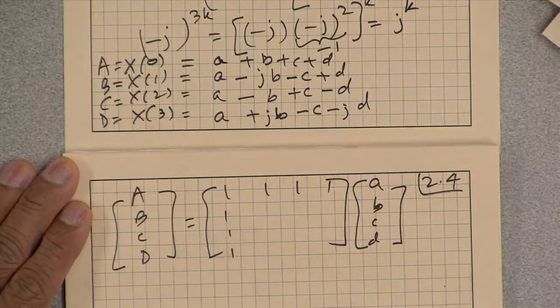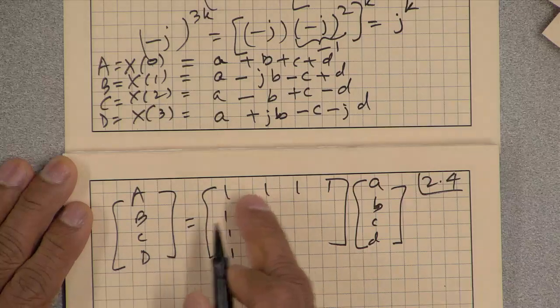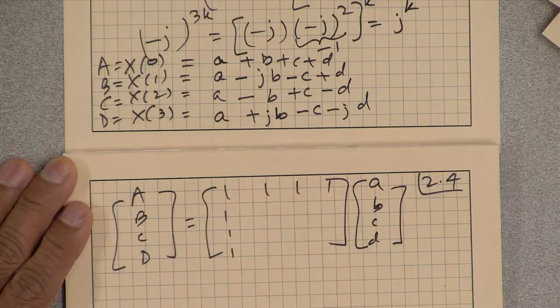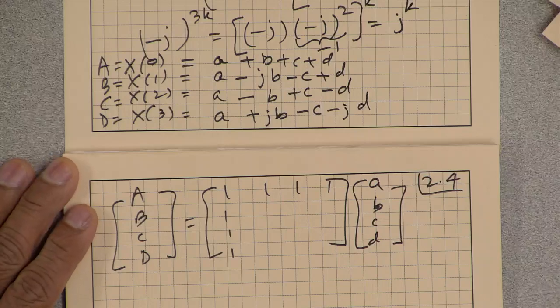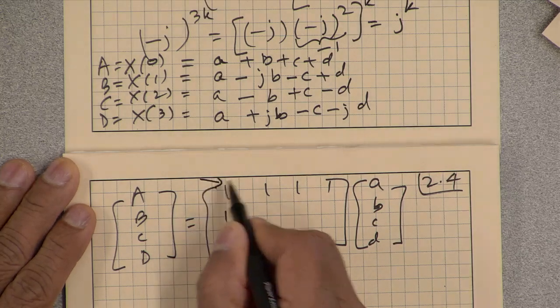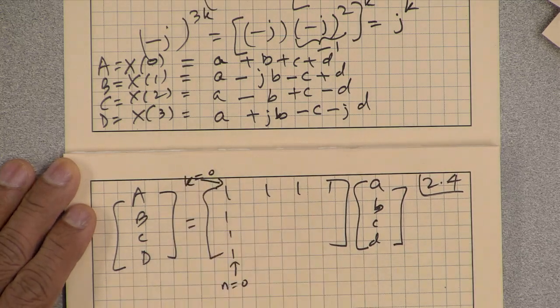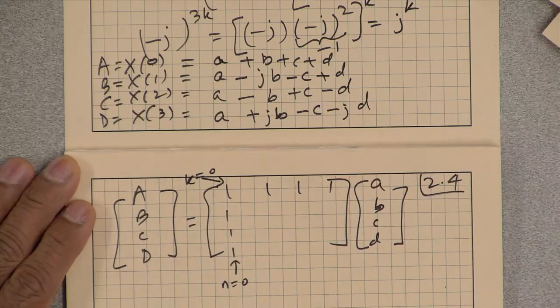Okay, so the first term, first row and first column are always 1. Why is that? Because the first column, n equal to 0, e to the power 0 is 1. First row, k equal to 0, e to the power 0 is 1.